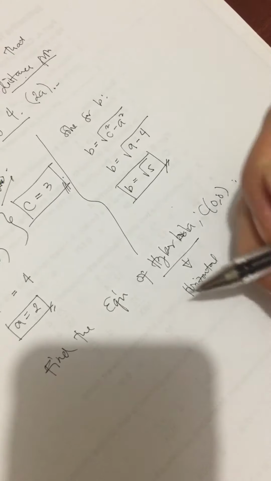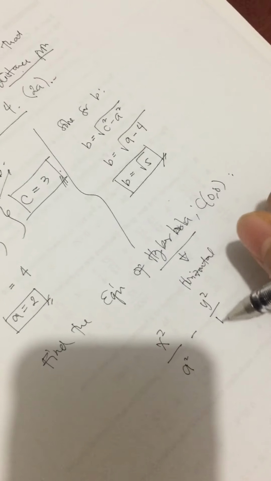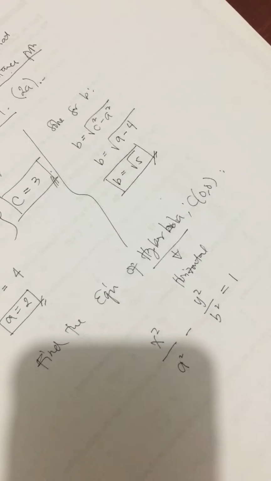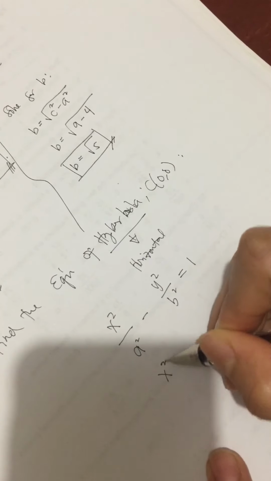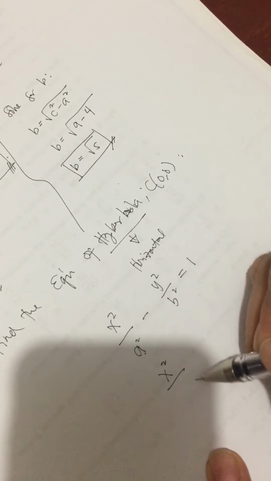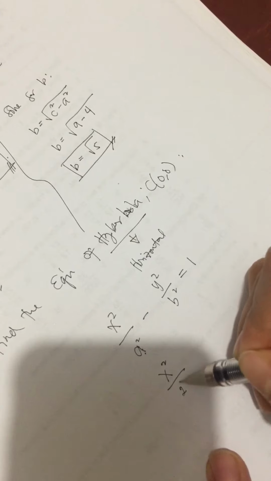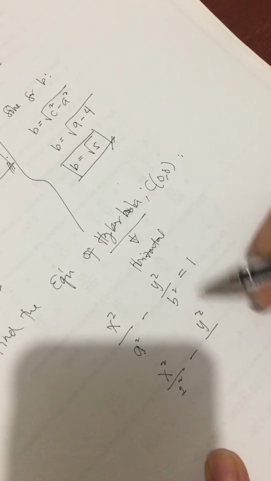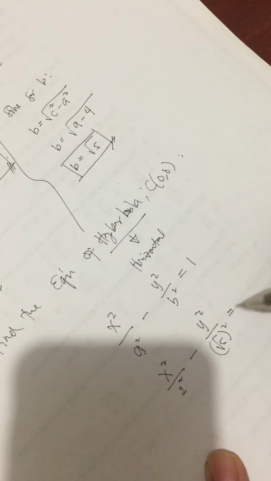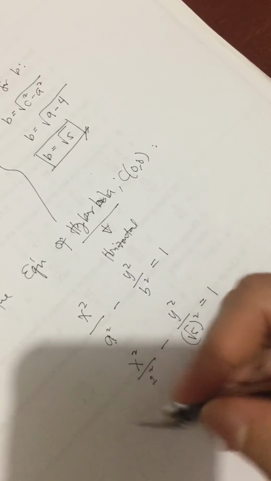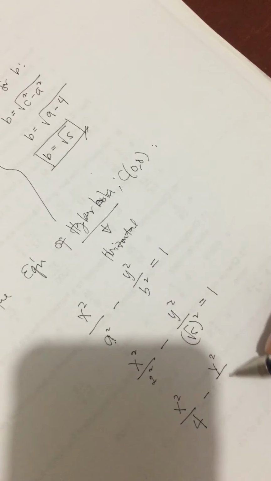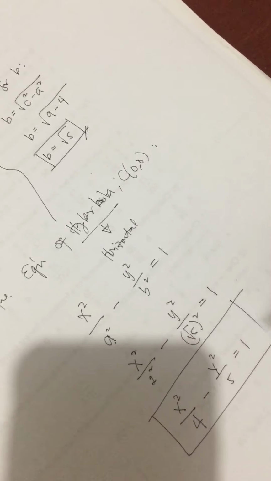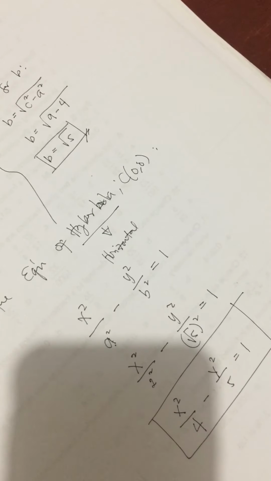The equation for this is x squared over a squared minus y squared over b squared equals 1. Okay? So, substitute the value of your a and b. So, we now have x squared over a squared, yung a natin is 2, square mo siya. Y squared, ating b is square root of 5, square mo siya, equals 1. So, what do you think would be the final equation? The final equation would be x squared over 4 minus y squared over 5 equals 1. This is now the standard equation of your hyperbola.